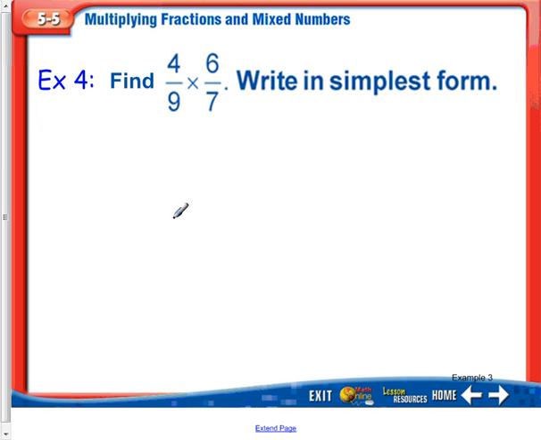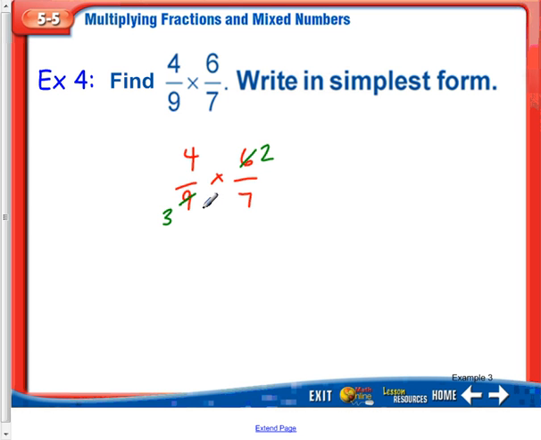Example number 4, again, start by writing your problem. 4/9 times 6/7. I don't have any mixed numbers, so I don't need to start there. I can't simplify the 4 and the 9 because that's an even number and an odd number. I can't simplify the 6 and the 7, but when I look across here, that's a 6 and a 9. So they're both divisible by 3. So we can go ahead and do that. I'm going to divide by 3 to get 2. I'm going to divide by 3 to get 3.